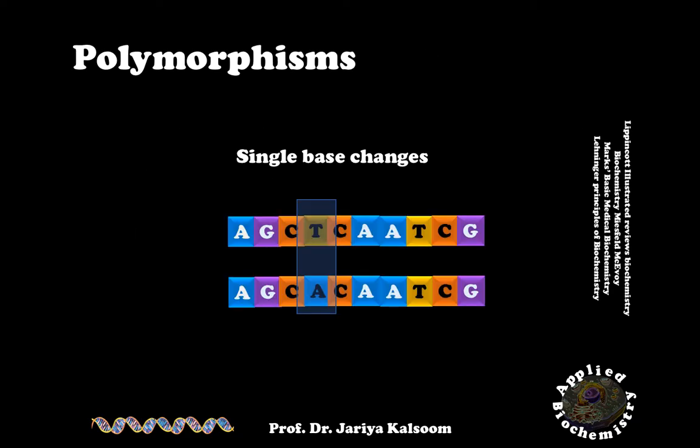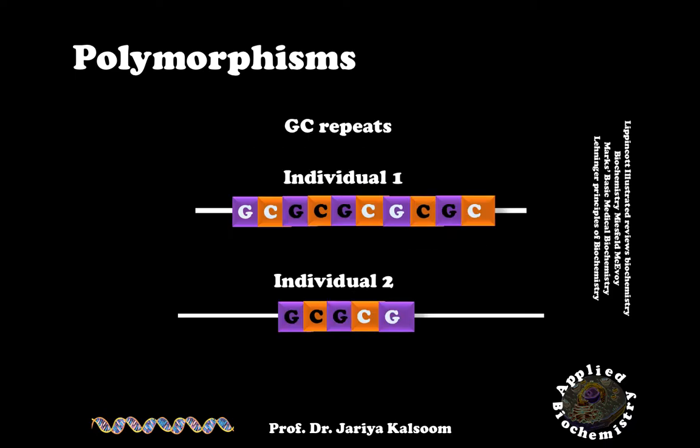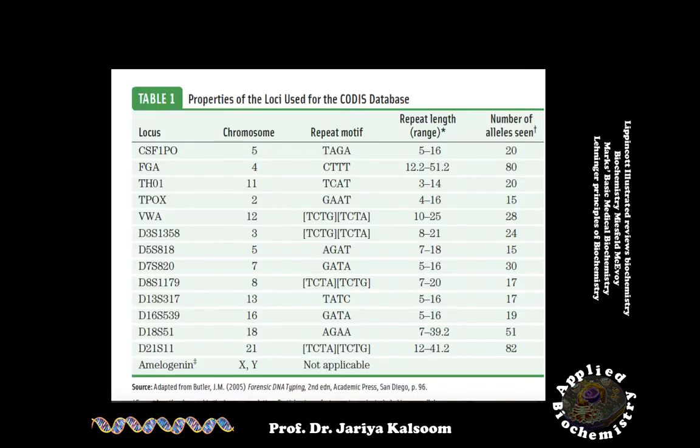About 90% of human genome variation comes in the form of single-nucleotide polymorphisms, SNPs, pronounced as snips. That is, variation that involves just one base. Polymorphisms can also occur where variable numbers of tandem repeats of DNA sequences occur. These are abbreviated as VNTRs. This table shows repeats present in different loci on different chromosomes.